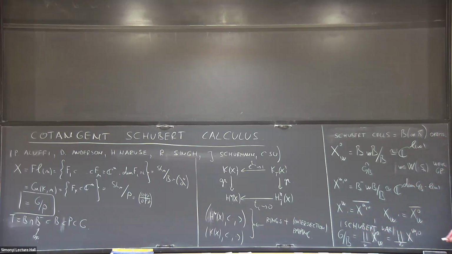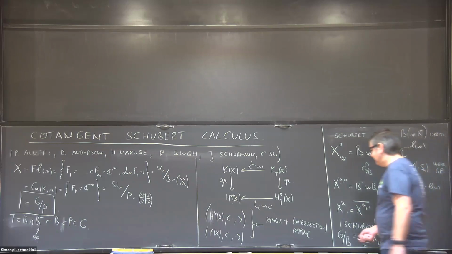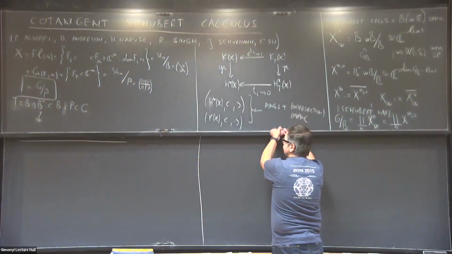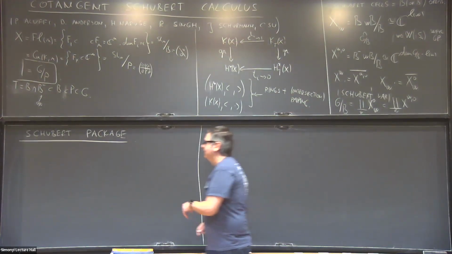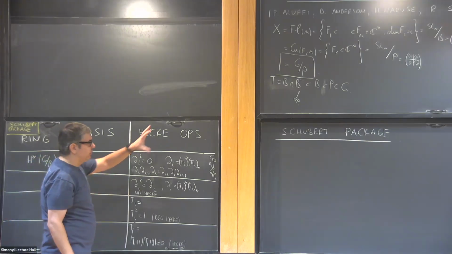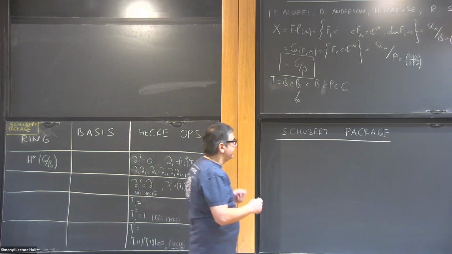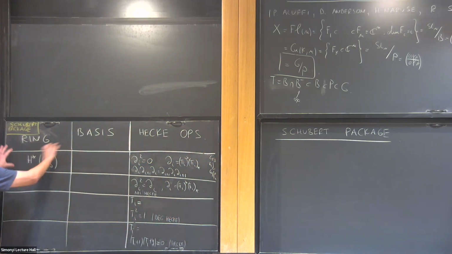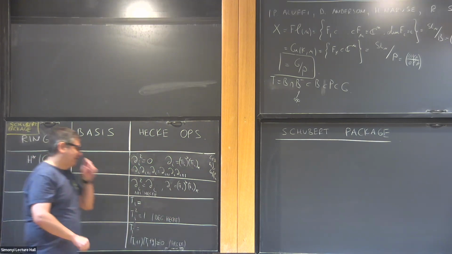The Schubert varieties are just closures of Schubert cells, and the Schubert cells give me a paving by affines, in fact a stratification of the flag variety. We're going to use this geometry to construct something that I like to call the Schubert package. I'm going to say what I consider to be the Schubert package for G mod P, and I'm going to try to fill this table as we go along in the talk.